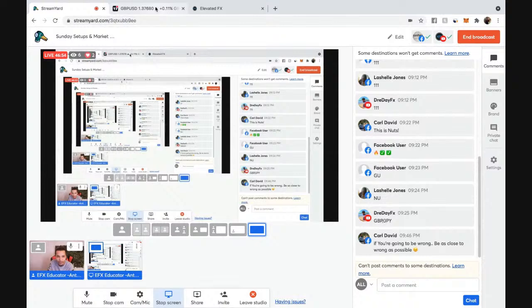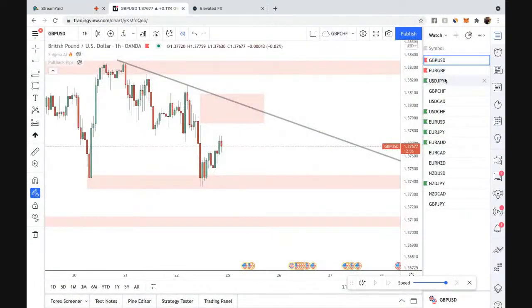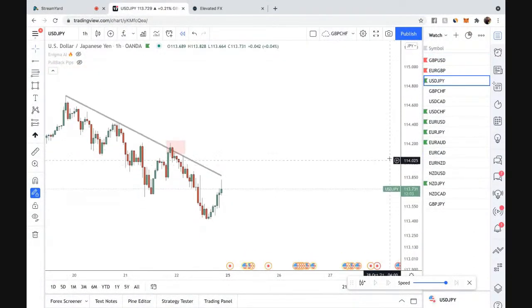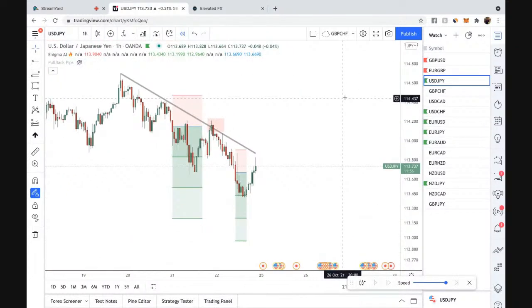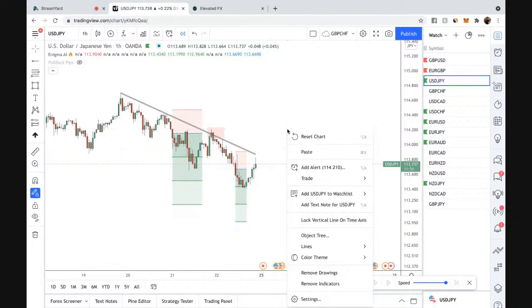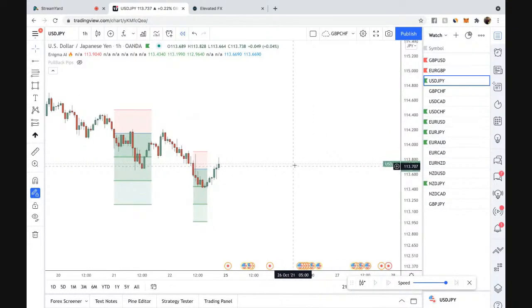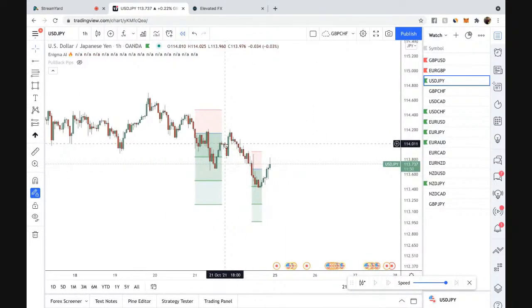Yeah, exactly. If you're going to be wrong, minimize that bad boy and get out, right? So we got UJ. Now I'm going to move into these charts a little bit faster, just so we could see what's happening. UJ is simple.